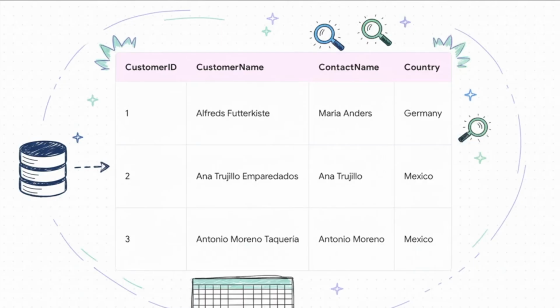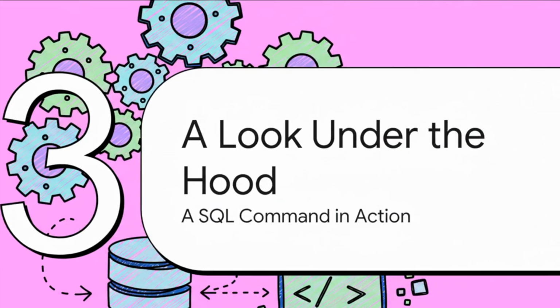So what's a table? Honestly, it's just a collection of related info, all organized into neat columns and rows. It looks a lot like a spreadsheet, right? So take this customers table, for example. We've got columns for the customer ID, their name, a contact, and their country. Simple as that.